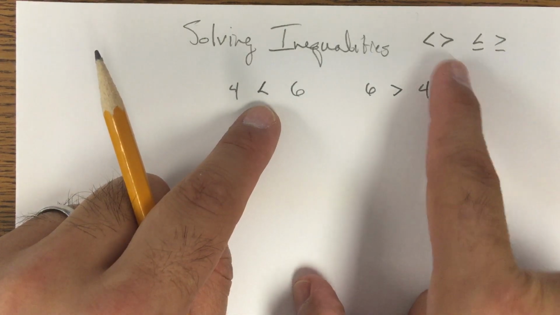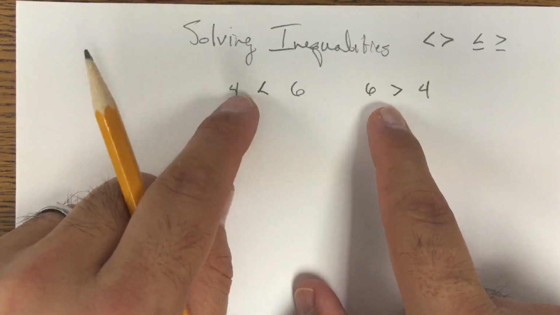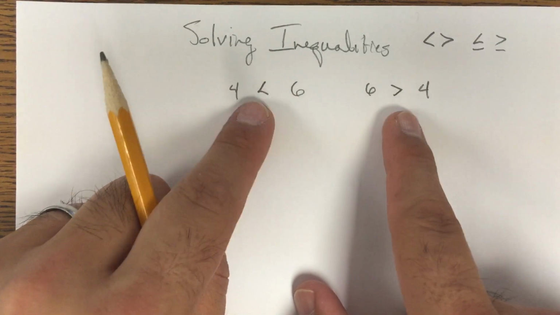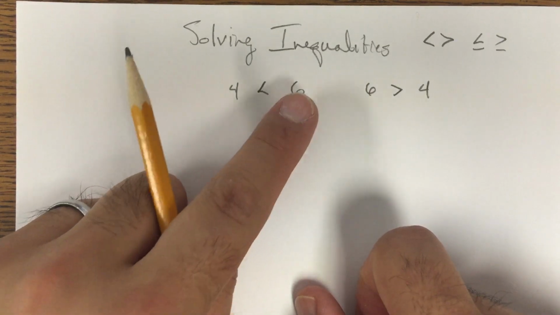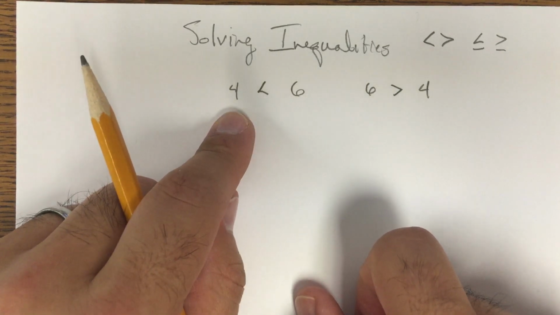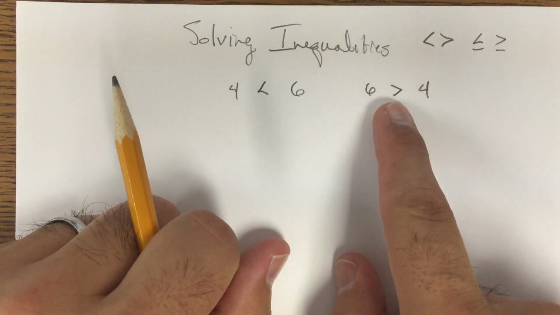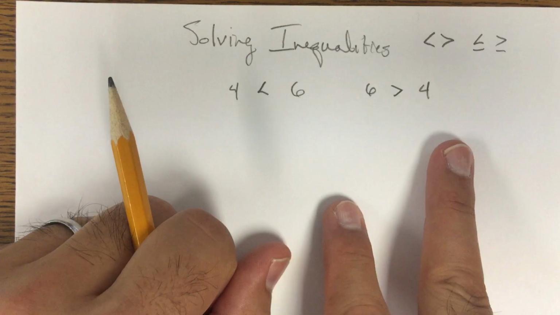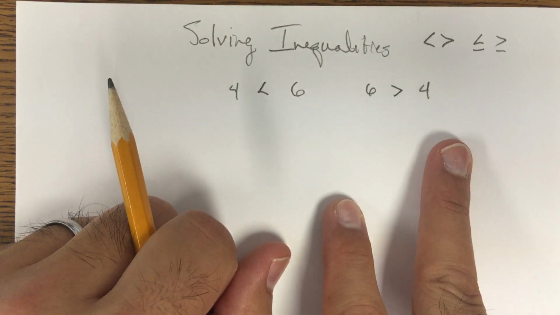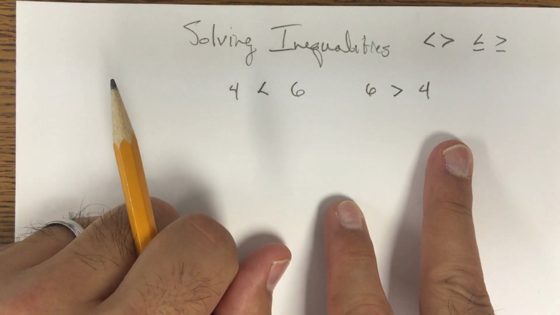So inequalities are all about order and making sure that whatever symbol you use, the statement is correct. 4 is less than 6. 6 is greater than 4. We know that to be true. We need to make sure that we use the correct symbol regardless of how we write it. If we flip the numbers around, then we need to make sure that we write the symbol appropriately.